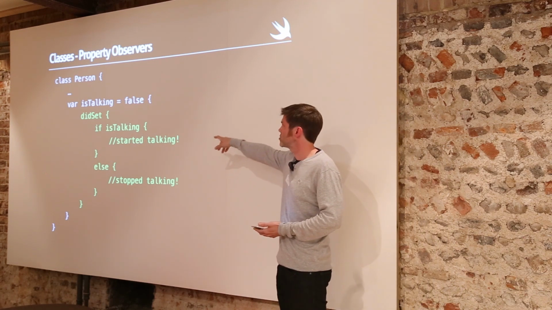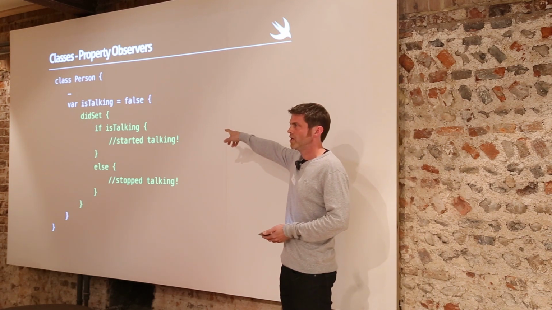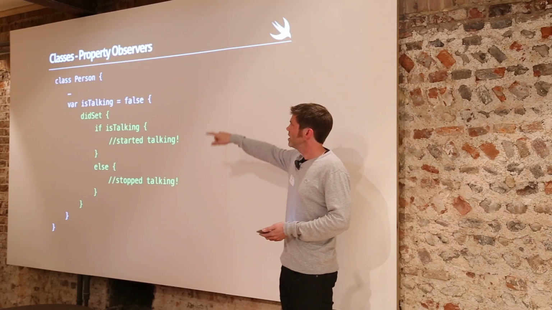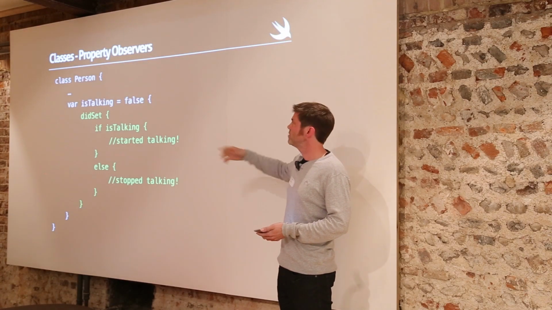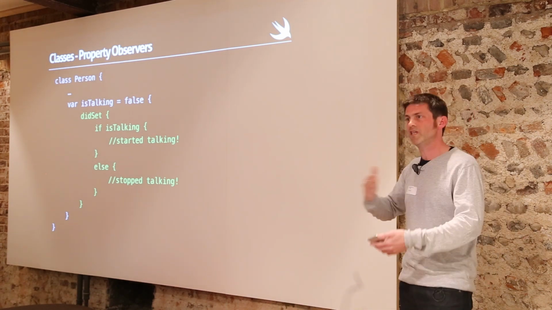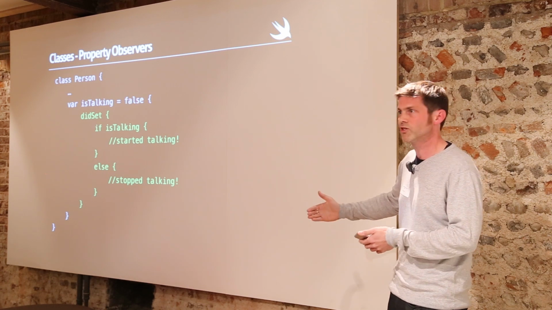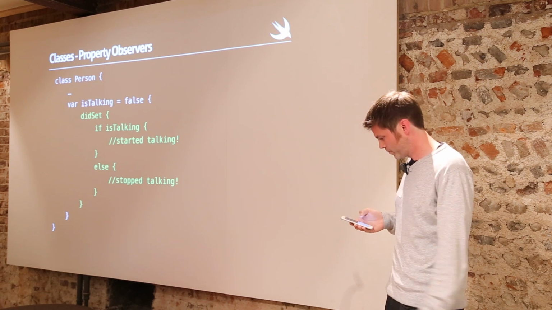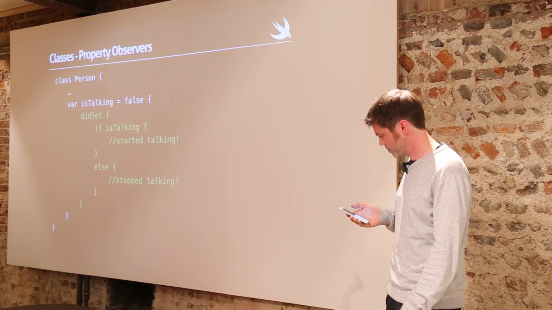Let's say this is a string rather than a bool, and we want to know what the previous value of that property was. Within didSet, you automatically get access to a variable called oldValue. So if you need to make a comparison and see what's changed, it's just super easy. I've really come to love the language.